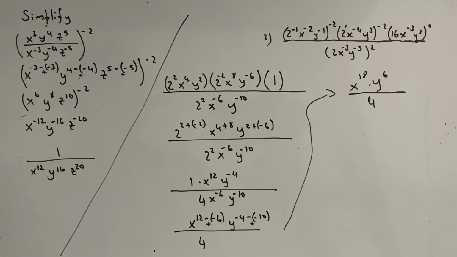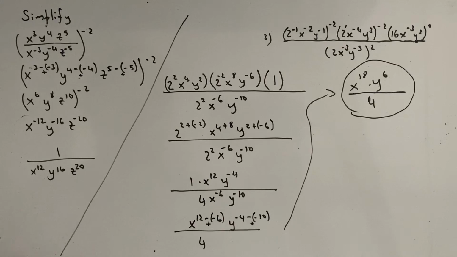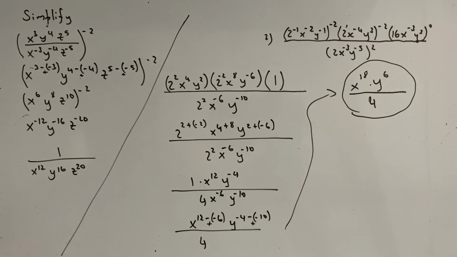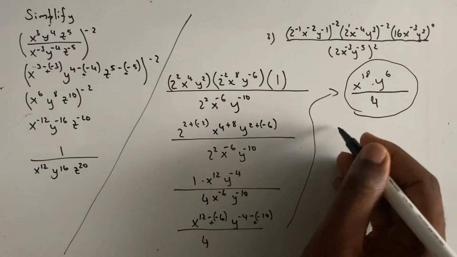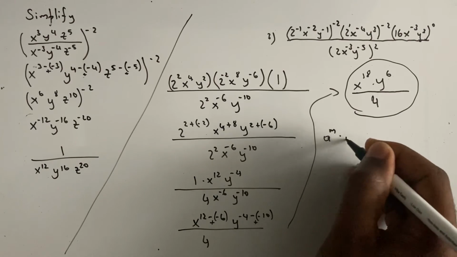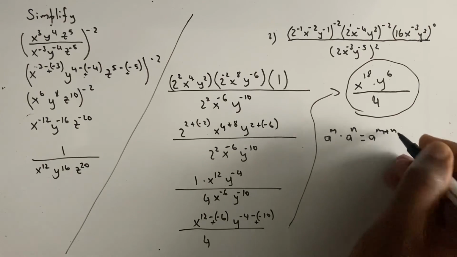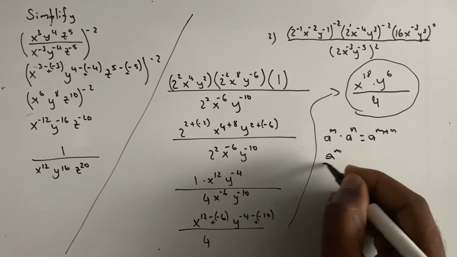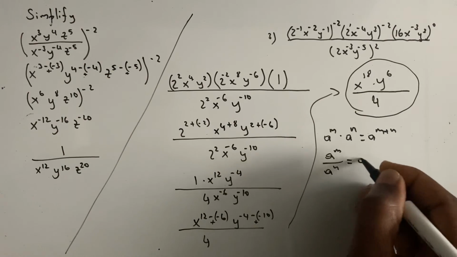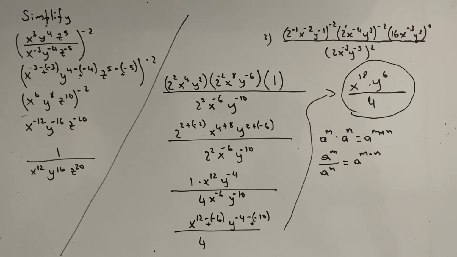So this is how you simplify something like this, guys. And remember, all I'm using here are just the properties of exponents. What I showed you before: if it's a to the m times a to the n, then you have a to the m plus n. If it's a to the m over a to the n, it's a to the m minus n. So that's all I was using here. This is how you simplify exponential expressions. Thank you.